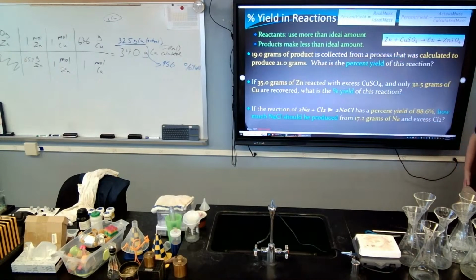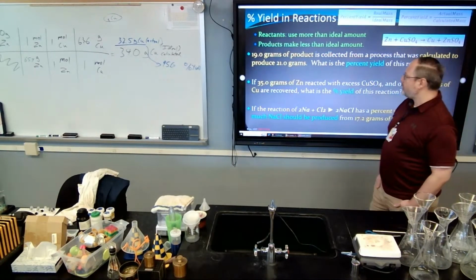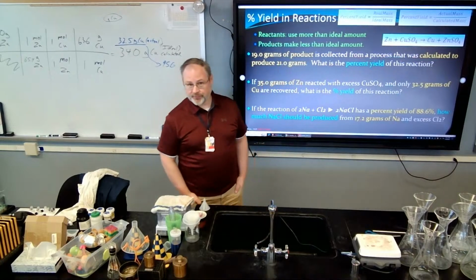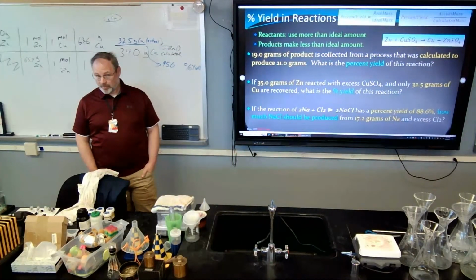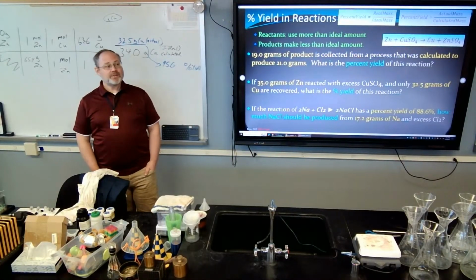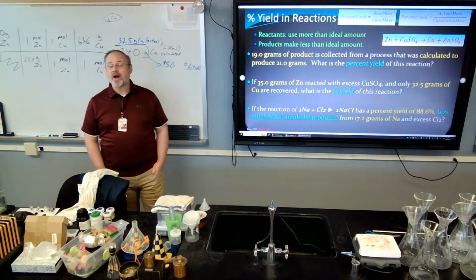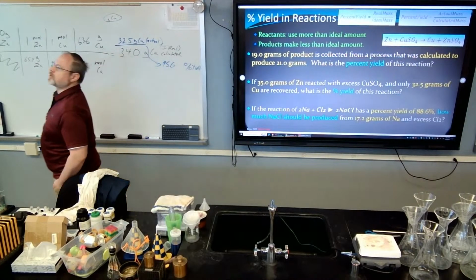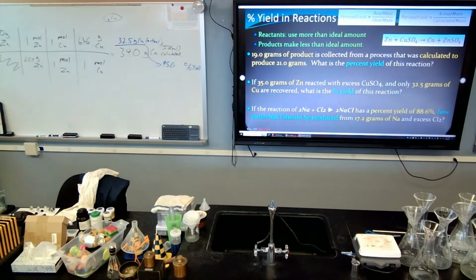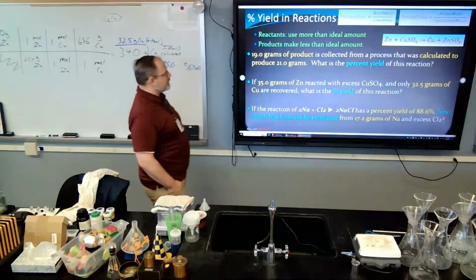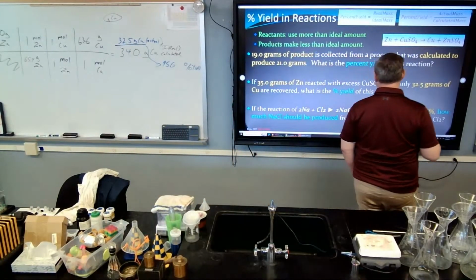All right, next. There is another thing you can use percent yield for. If you know the percent yield of a process, you can predict how much you should get. For instance, let's say you calculate that you should get 100 grams of your product, but you know the process only has a 60% yield. How much should you expect to make? 60 grams.